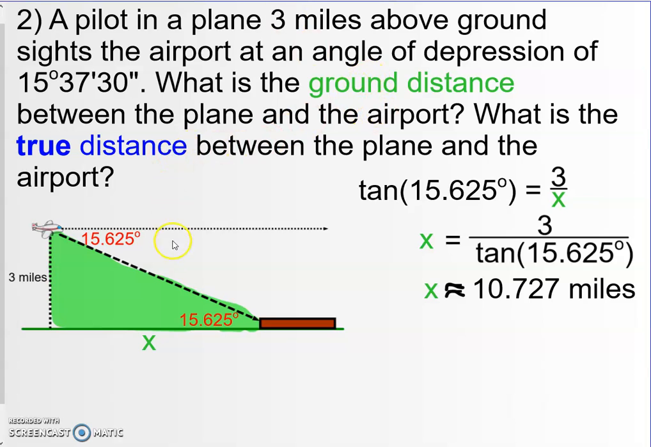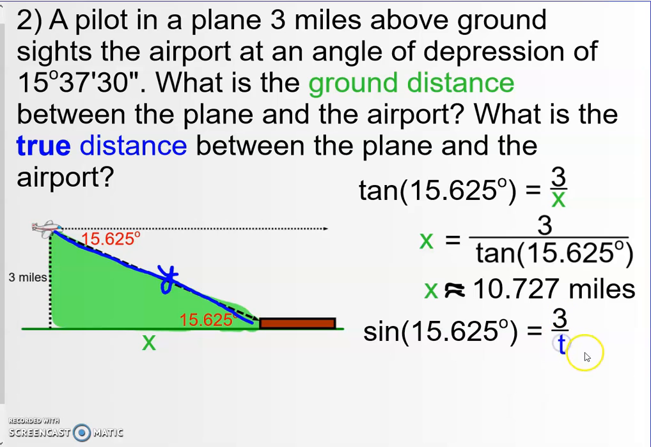But we also want the true distance. And the true distance in this case is right along here. This y value, that's the true distance, because the airplane is allowed to travel through the air. So in this case, we're still going to use the green triangle, and we're going to stand at 15.625 degrees. But this time we have the opposite and the hypotenuse. And that, of course, is the sine function. So the sine of 15.625 degrees is the opposite over the hypotenuse.